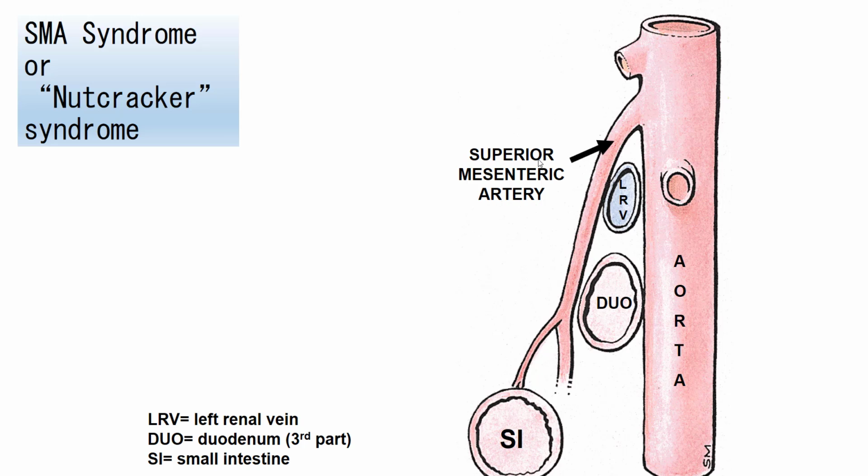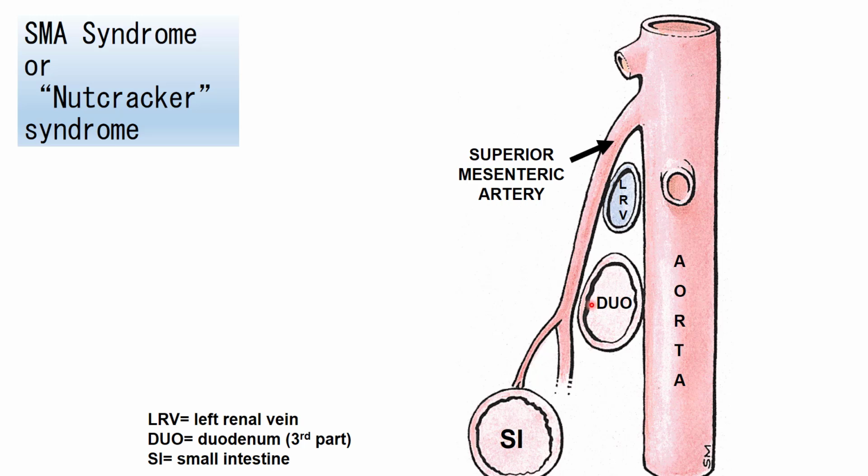Speaking of the SMA and the duodenum, there is a condition called SMA syndrome or nutcracker syndrome. This is a lateral view. You can see here's the superior mesenteric artery, and it hangs down. If there's too much traction, you would have compression of the left renal vein, but you can also have compression of the duodenum, so the third or horizontal part.